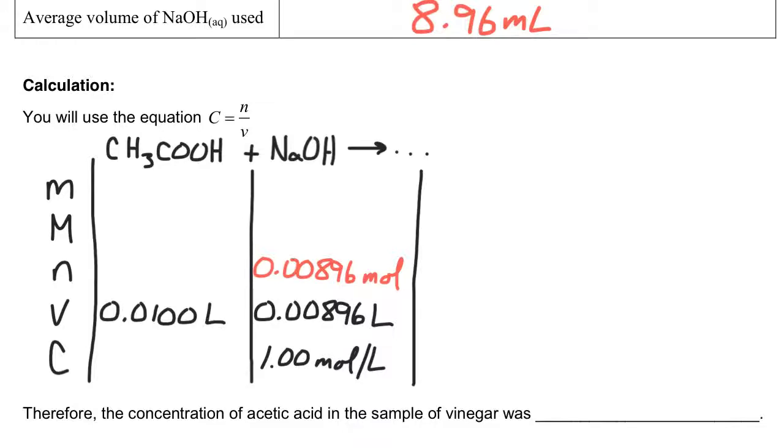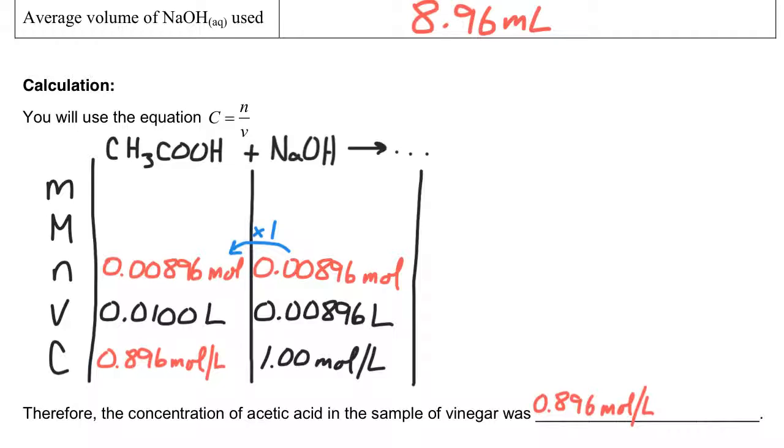Remember, we reached the end point of the titration, which means neutralization. That means the number of moles of H+ ions is equal to the number of moles of OH- ions. So we use our 1-to-1 ratio. The number of moles of acetic acid is the same as the number of moles of sodium hydroxide. Like so. Now I can calculate what the concentration was for my acetic acid. Number of moles divided by volume, which is 0.896 moles per liter. So that's my answer. That's the concentration of acetic acid in my vinegar.